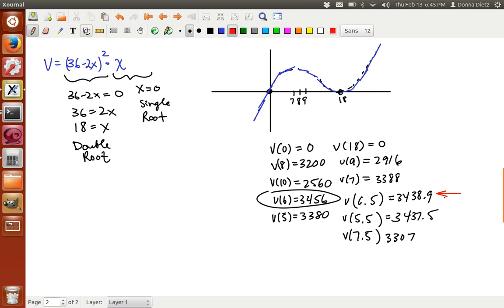Okay? So we searched around. We found that 6 was the biggest. 6 gave v the largest value. Except then we wanted to try nearby, so we tried a little bit above, a little bit below, and we found that 6.5 was about right. So, okay, let's say v max is approximately 3439. Good enough.